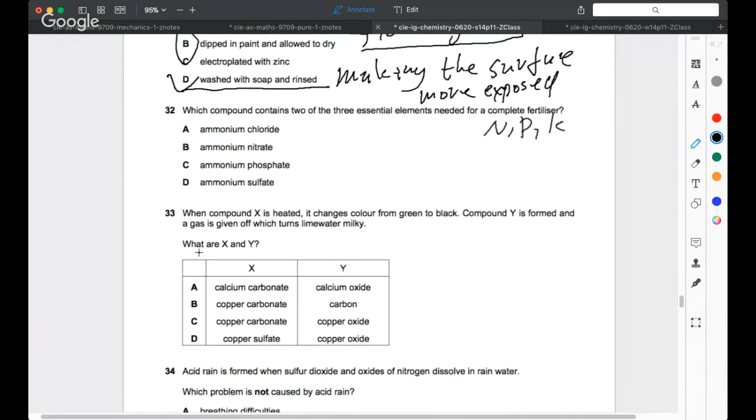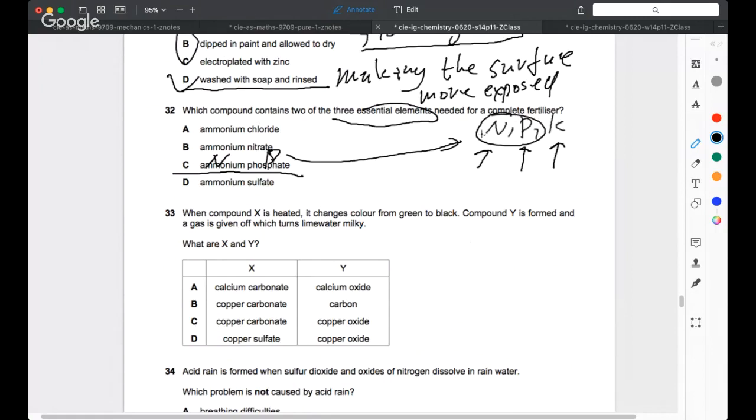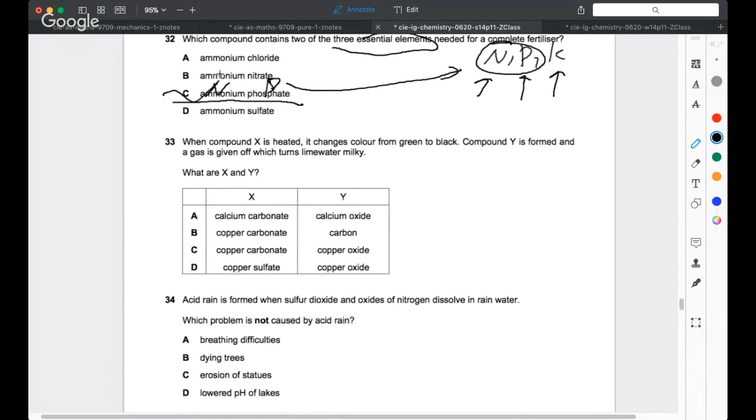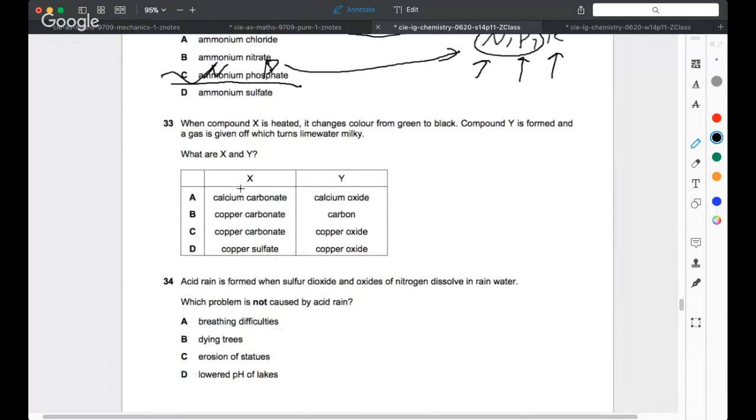So next question. What are the three essential elements? The three essential elements for a complete fertilizer are nitrogen, phosphorus, and potassium. So C is the right answer because you have nitrogen and phosphorus. So you already have two of the three essential elements. So C. Next question, 33.